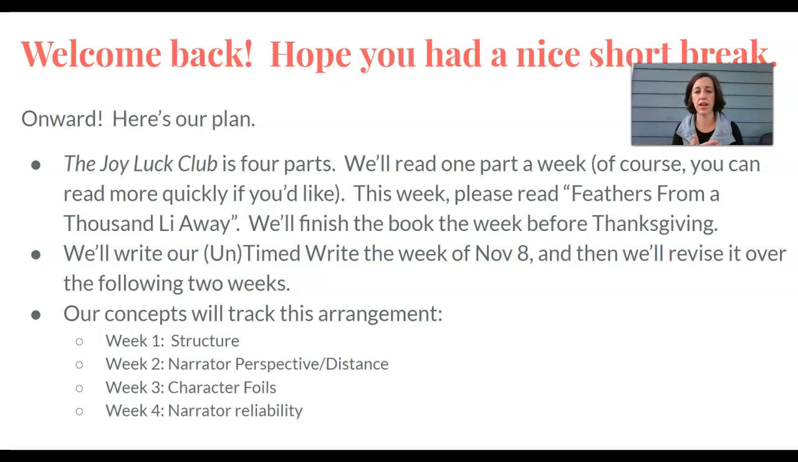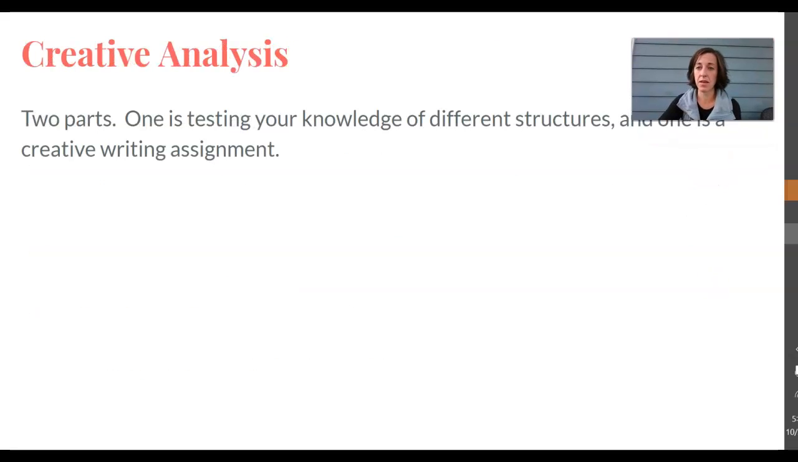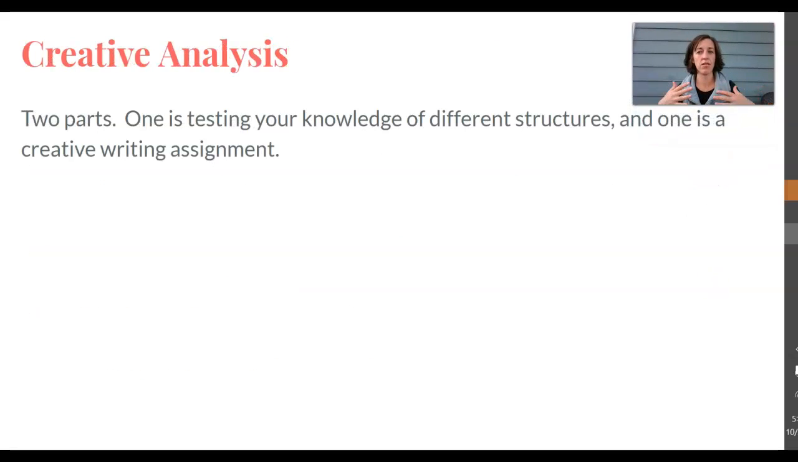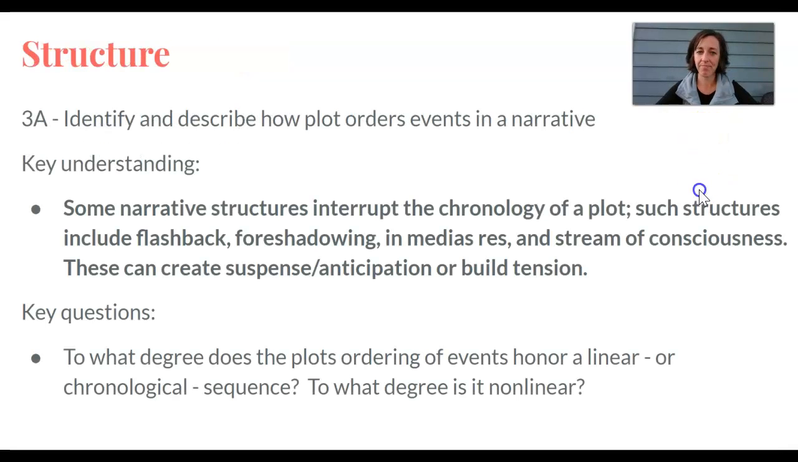Our concepts are going to track this arrangement: structure, and then narrative perspective or distance, and then foils, and lastly, reliability. So structure. This week is all about understanding the ways that books can structure themselves, and then more specifically, as we move into the week, how Joy Luck Club does. The creative analysis assignment today, though, is a little bit more broad because you're just starting the book. So I'm asking you to do 2 little things, and I'll get into that in a moment.